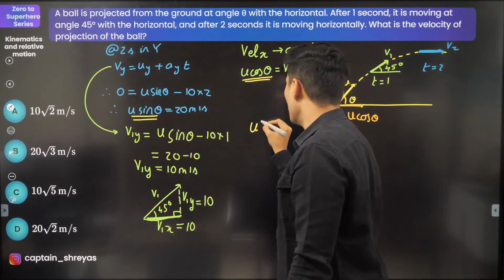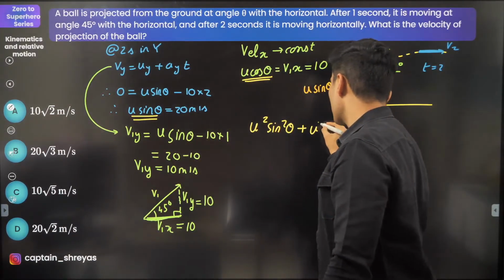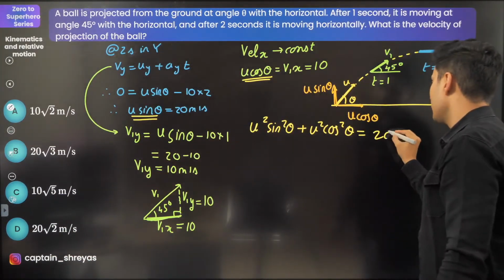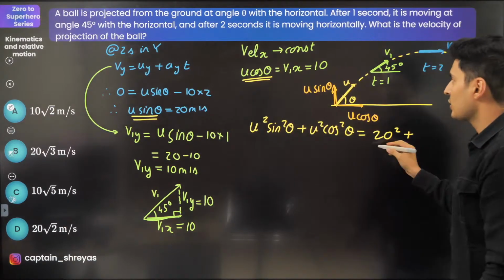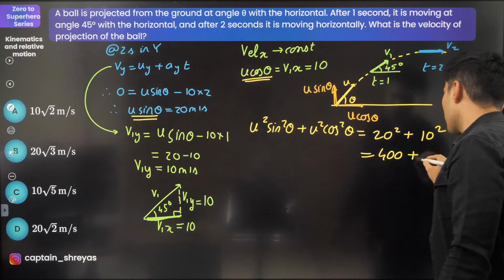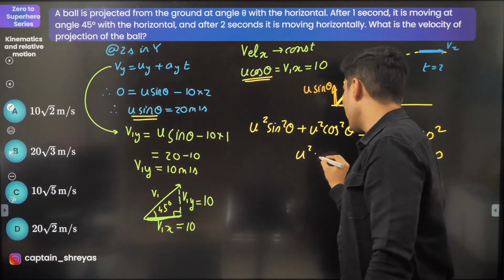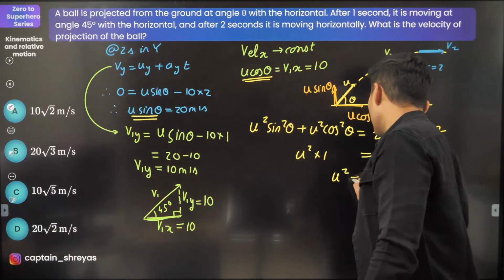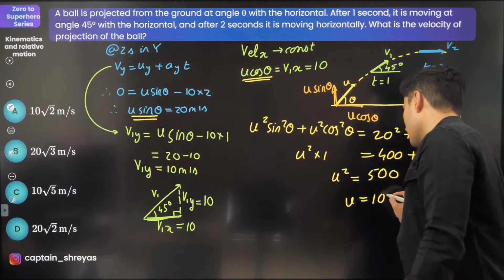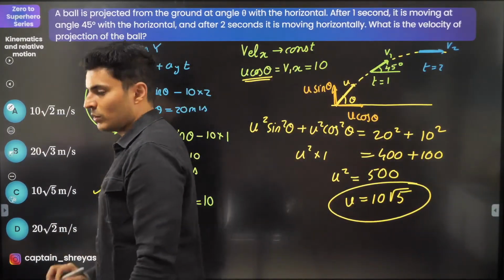So obviously u square sin square theta plus u square cos square theta will be this square, 20 square, and this square, 10 square. 20 square is 400, 10 square is 100. Sin square plus cos square is 1, so it will become u square into 1. So u square will be 500. So u will be root 500, which is 10 root 5. That's the final answer, 10 root 5, which is option C. Done.